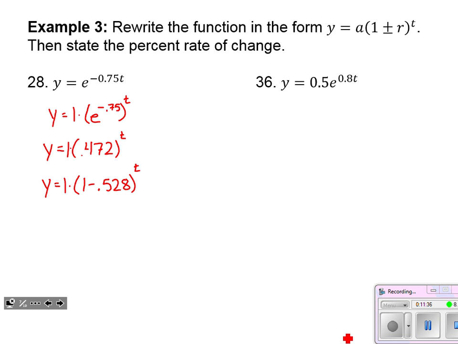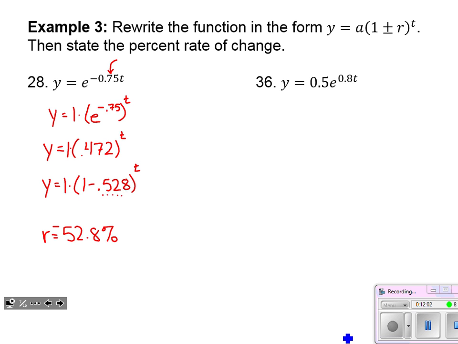to the t power. So this is showing us a decline by 52.8%. So our r is 52.8%, and it is negative, so it's a rate of decay. And that makes sense because we see that negative expressed up here in our exponent. We should know that it's decay.